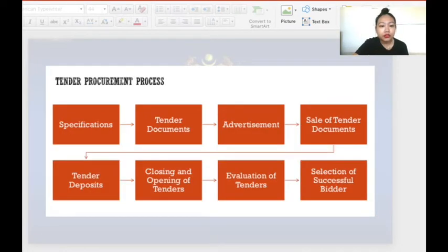And then for the tender procurement process, we have a few processes here. Started from specifications, tender documents, advertisement, followed by sale of tender documents, tender deposits, closing and opening of tenders, evaluation of tenders, and also selection of successful bidder. Okay, but before I go into detail with each of these processes, I just want to summarize back about the tender procurement just now.